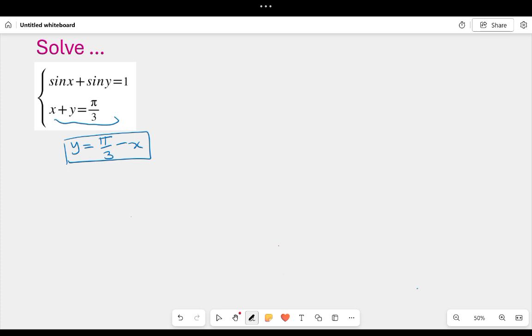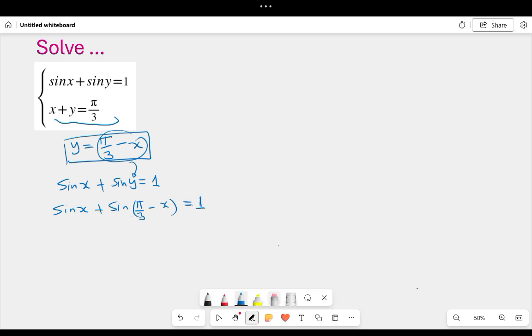equation. So, writing down the first equation, it is sine x plus sine y is equal to 1. And therefore, wherever I have y, I'm going to replace it with pi over 3 minus x. Now, rewriting it again, it's going to look like this: sine x plus sine of pi over 3 minus x is equal to 1.